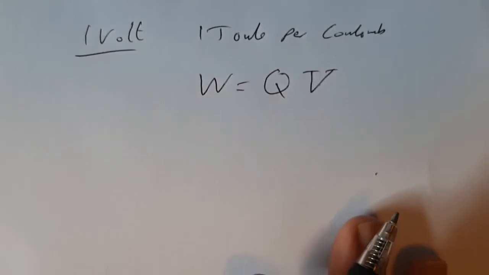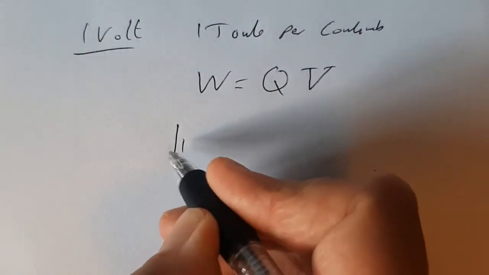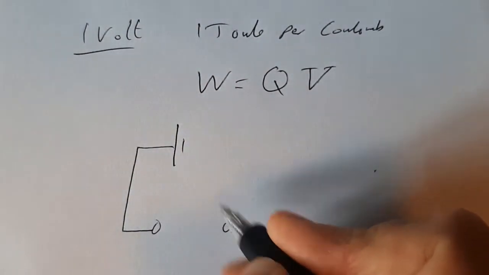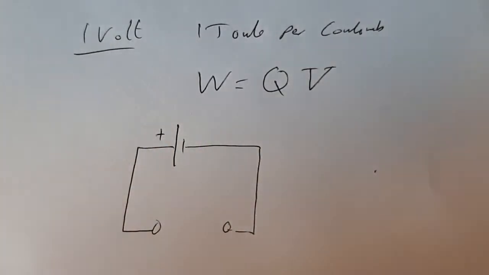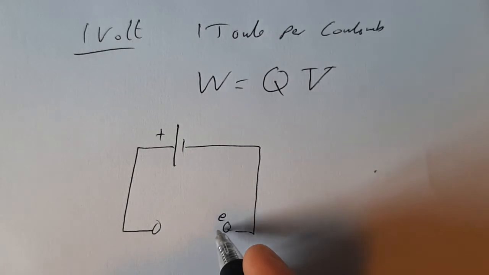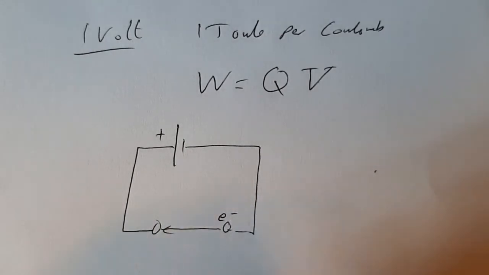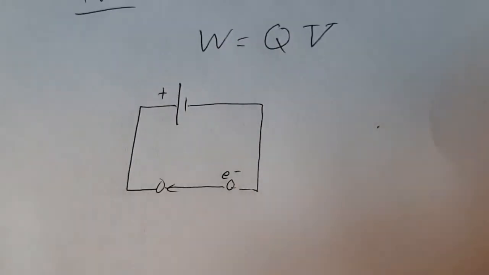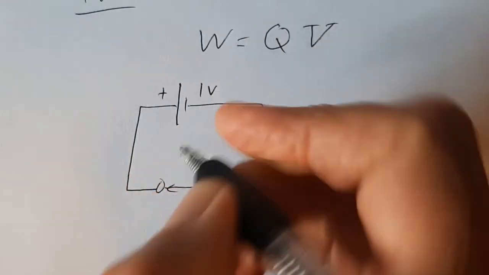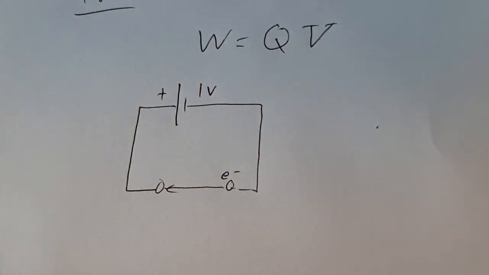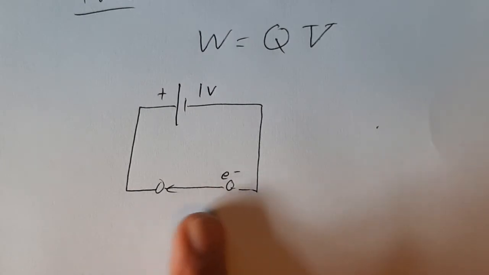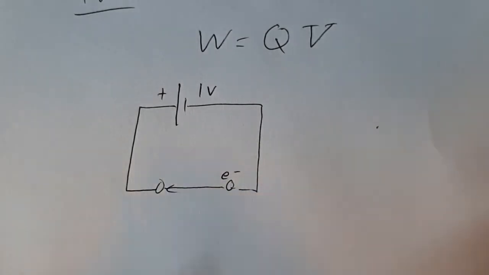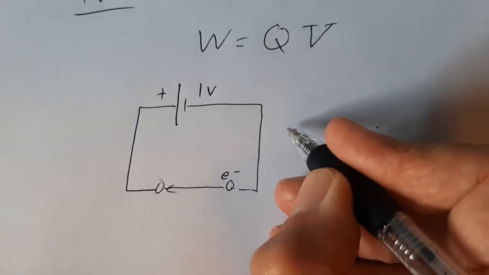So we're going to apply that to a deceptively simple situation. We're going to imagine a circuit with a break in it, positive side of the battery. So we can imagine an electron making the jump across that gap there, and we're going to make this a 1 volt battery. So the charge, the electron in this case, which is the smallest amount of charge that could move, moves through 1 volt. So how much energy is transferred in that situation?